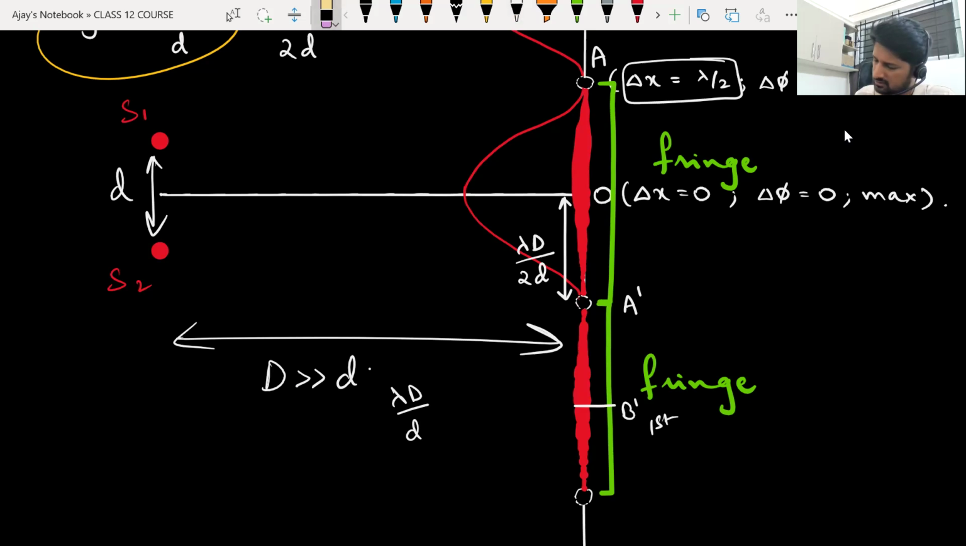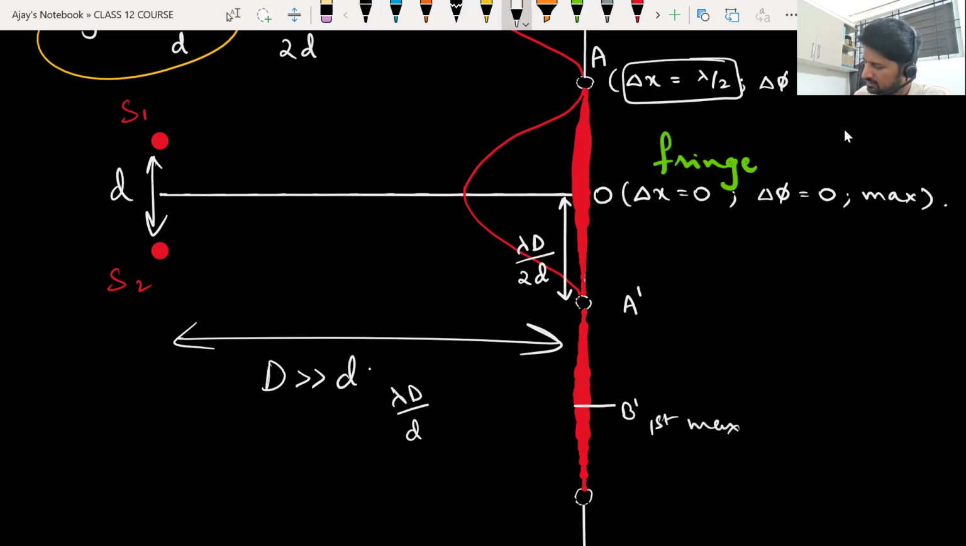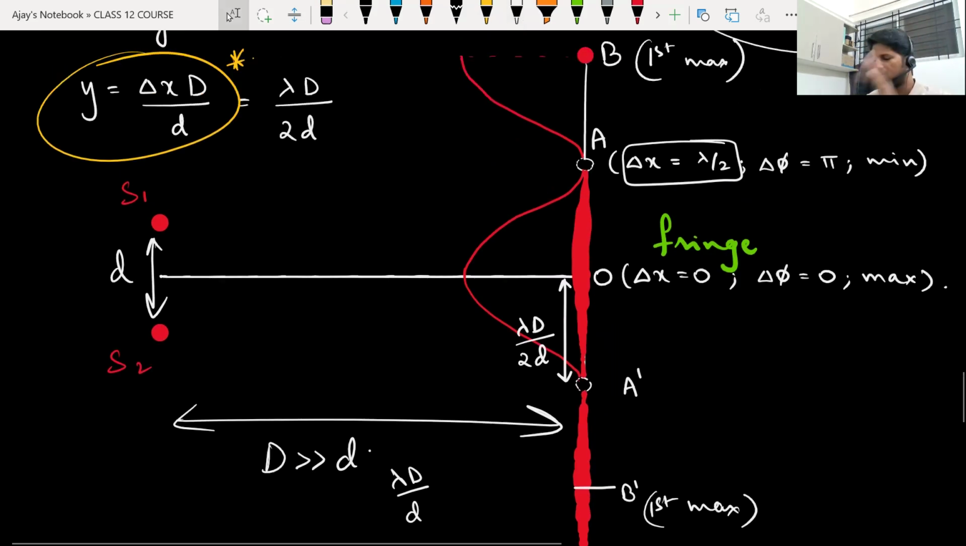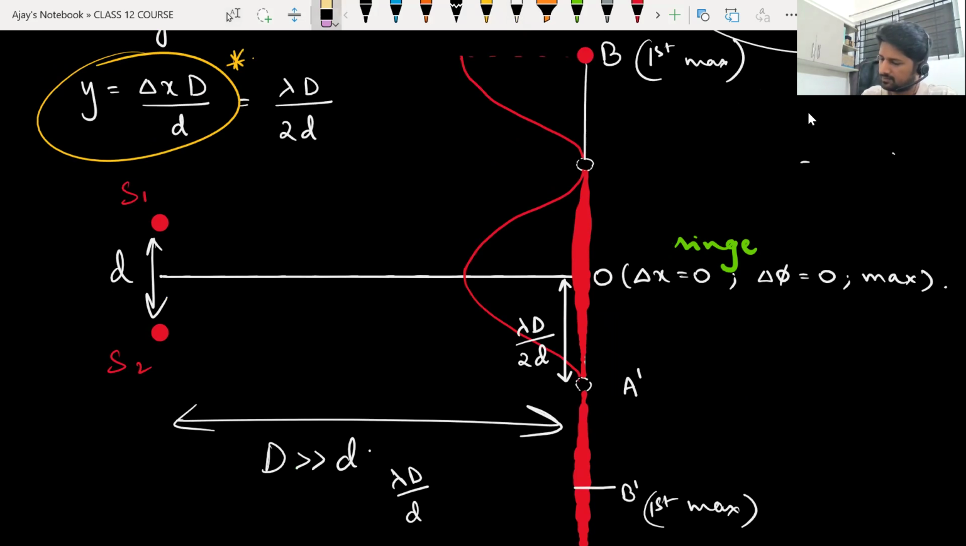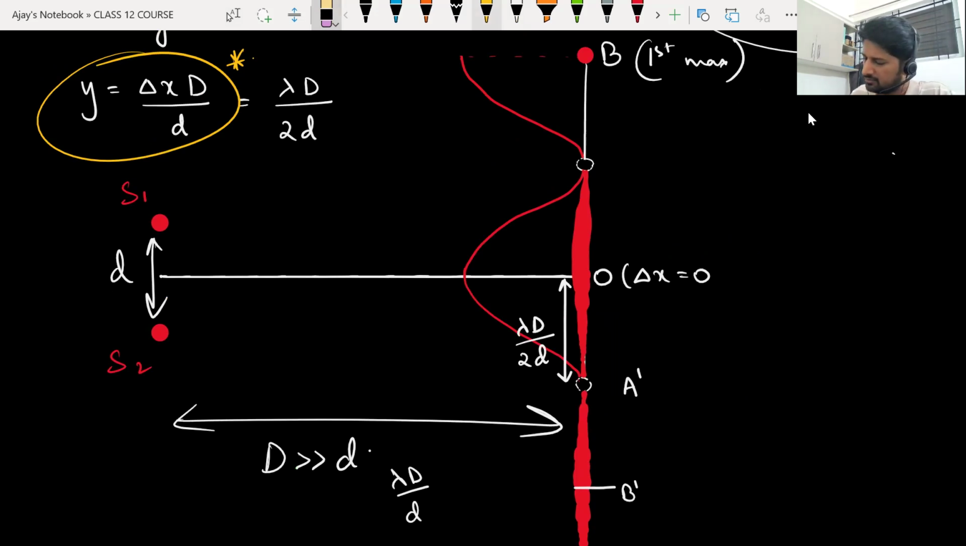Let me erase all this. B dash is also the first maximum, and that is on the lower side. So you'll have a first maximum on that side of O, and a first maximum on this side of O also. Let me erase all these extras also. At O, they interfere with a path difference of 0. That means the phase difference is also 0. Obviously, phase difference 0, constructive interference, it's a maximum.